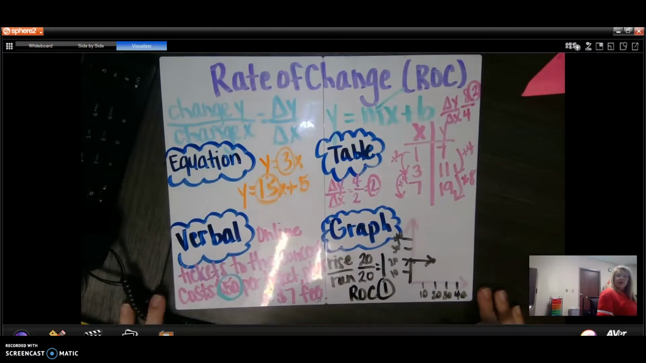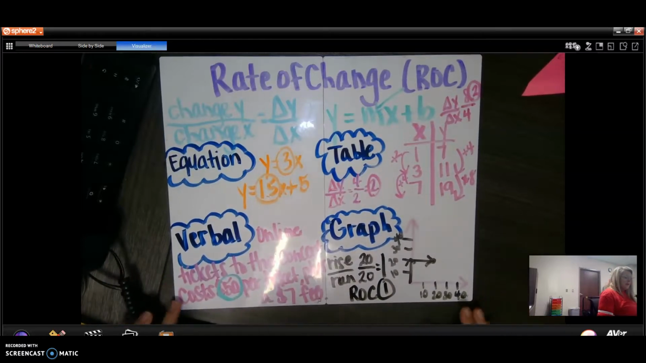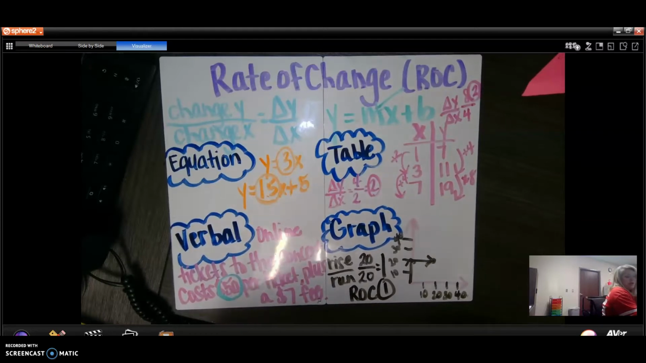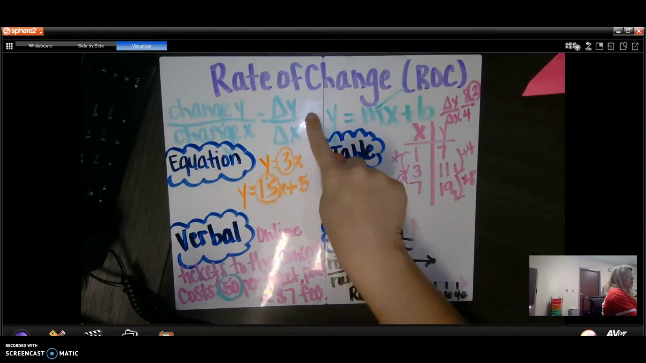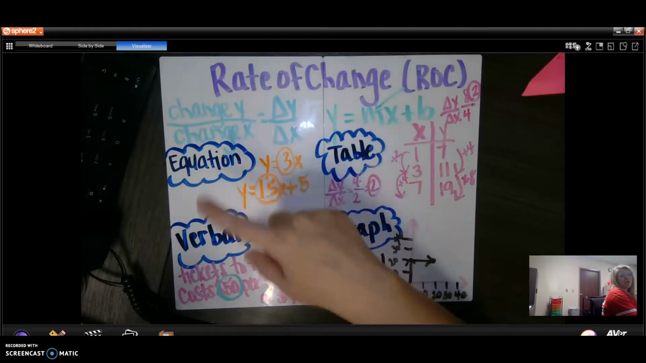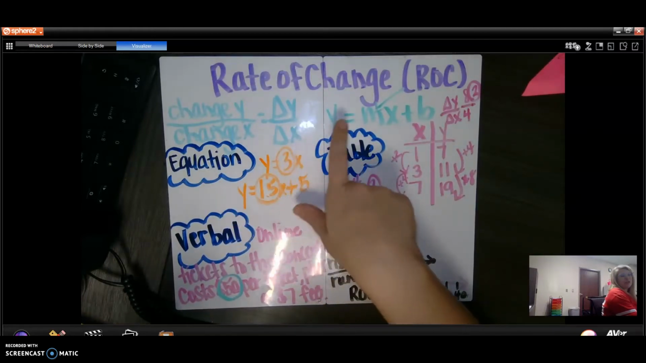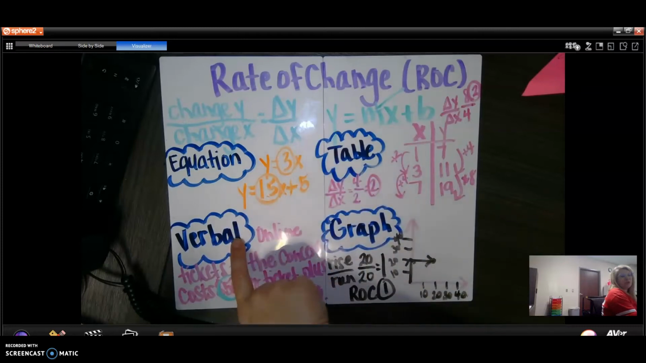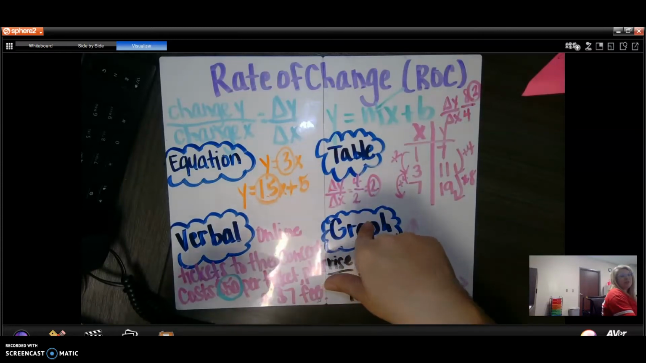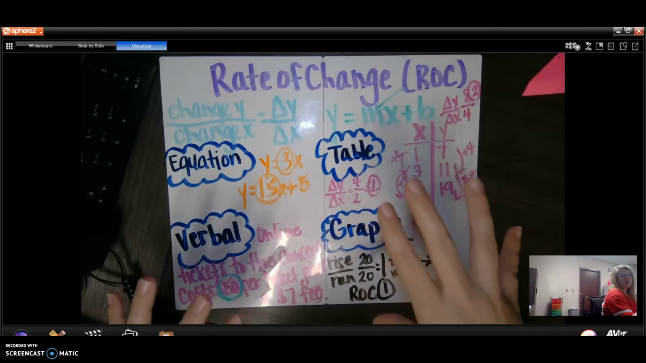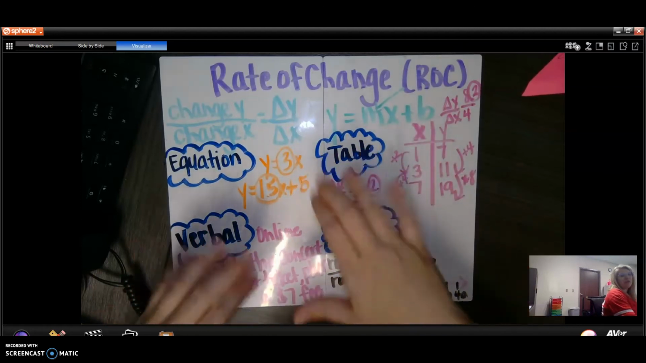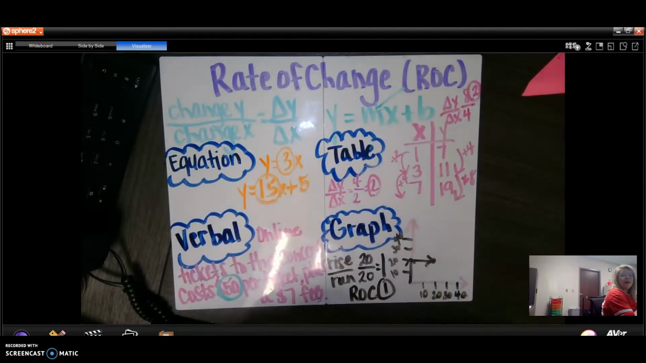All right, so that's our anchor chart. We're going to keep practicing. Remember that the most important thing about rate of change is to remember that it is the change in y over the change in x, and it can be represented in 4 different ways: with an equation, a table, a verbal description, or a graph. But this is our starting point. This is what we're going to take notes on and refer back to, so when we get confused, we can come back and look at this example.